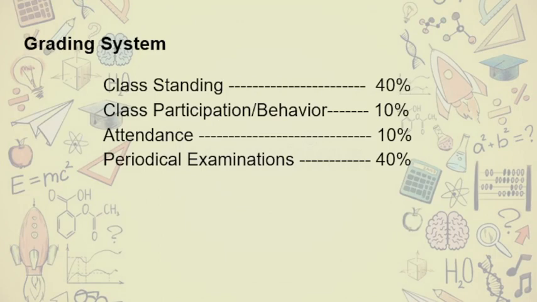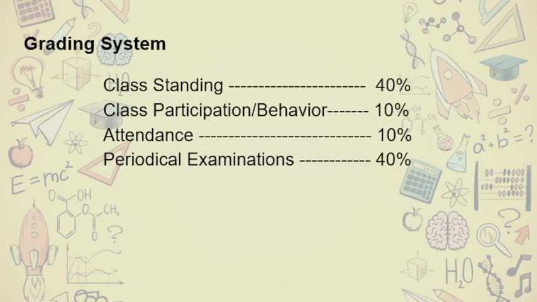So your grading system is as follows. Class standing 40%, which comprises activities 20% and quizzes 20%. Class participation or behavior 10%. How do you behave in our Google Classroom? How do you behave in our Google Meet? Are you always late in submitting outputs?